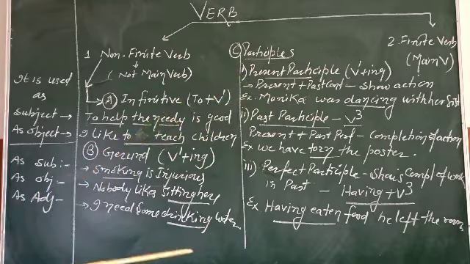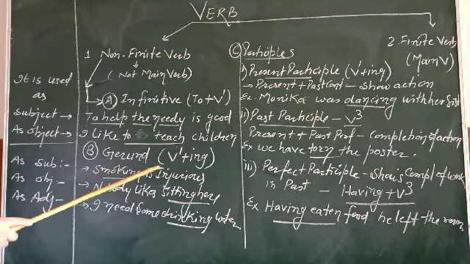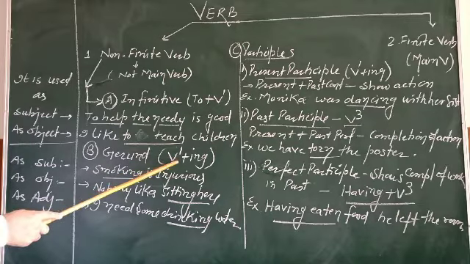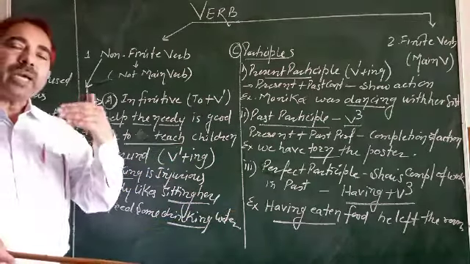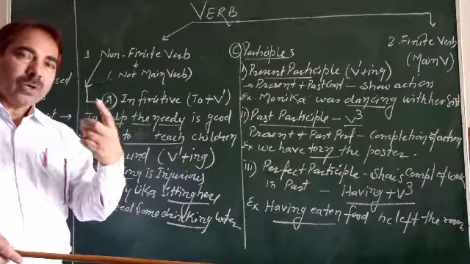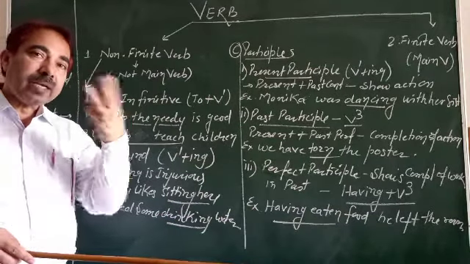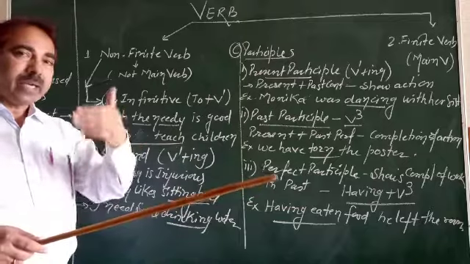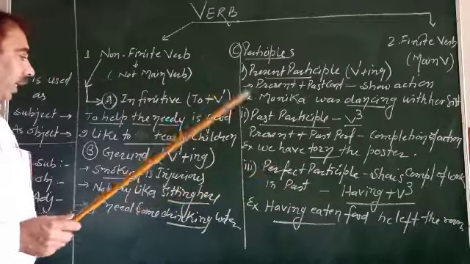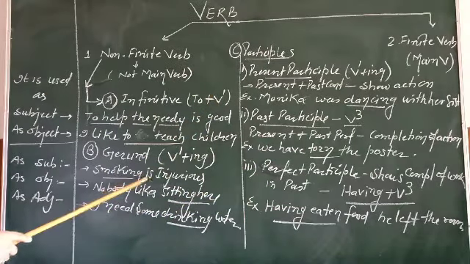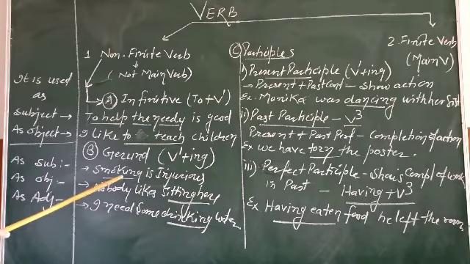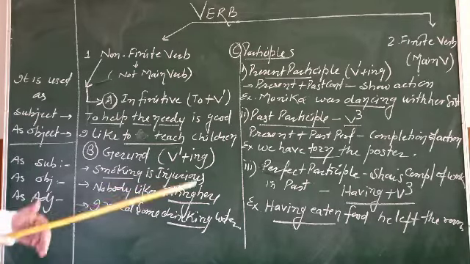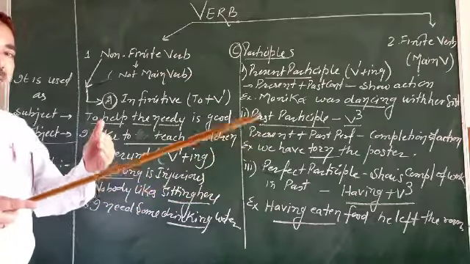Come to next. Next is gerund. The gerund form is first form of verb plus ing. Gerund can be used as subject, object, and adjective. So let's take example of all. As subject, smoking is injurious to health. In this sentence, the word smoking is working as subject.